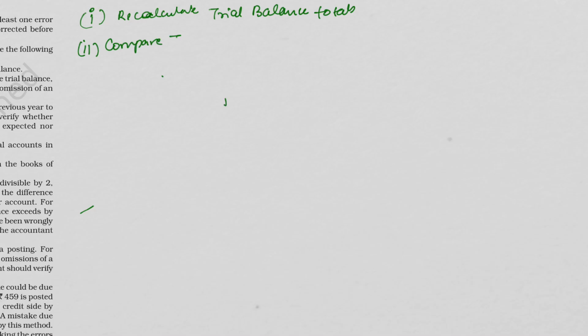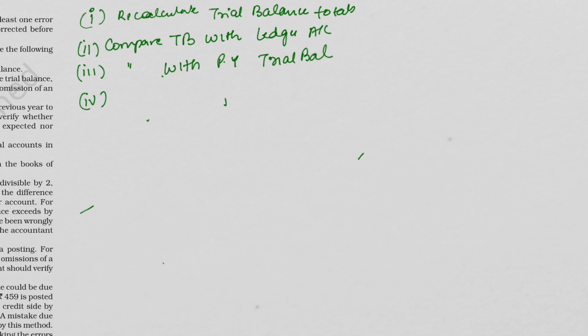Searching for errors basically involves the following steps. First of all, we recalculate the trial balance totals. Second, we compare the trial balance with ledger accounts. Third, we compare with the previous year trial balance. Fourth, we recheck ledger balances.